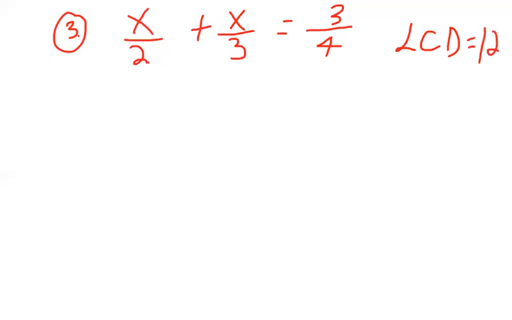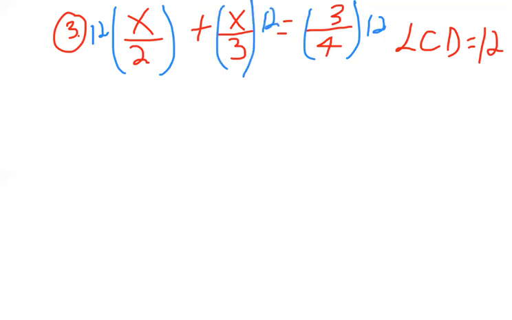So now, guys, I am going to proceed to multiplying every single term by the LCD of 12, so I can go ahead and eliminate the fractions. And guys, it is as simple as this. 2 goes into 12 6 times. 6 times x, 6 times the numerator gives me 6x. 3 goes into 12 4 times. 4 times x is 4x. Now, next, 4 goes into 12 3 times. 3 times 3 gives you 9.